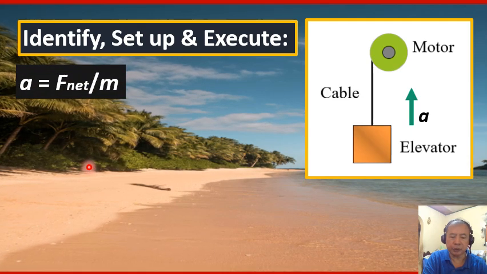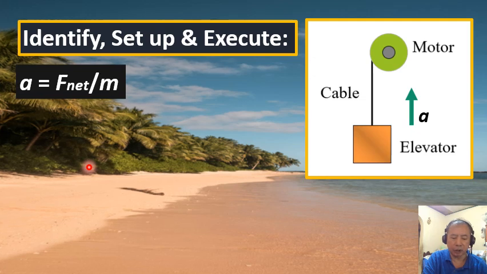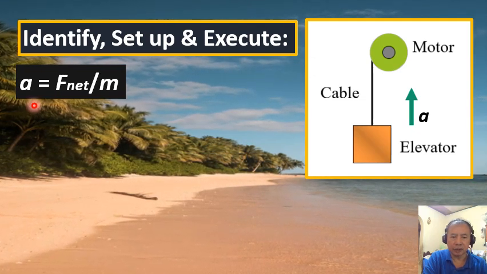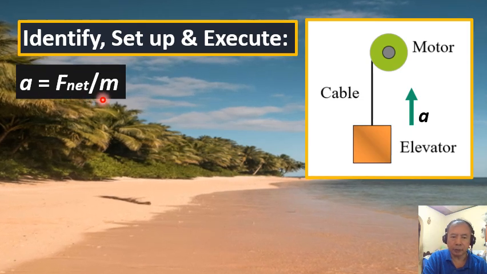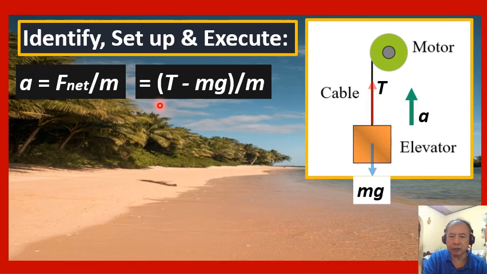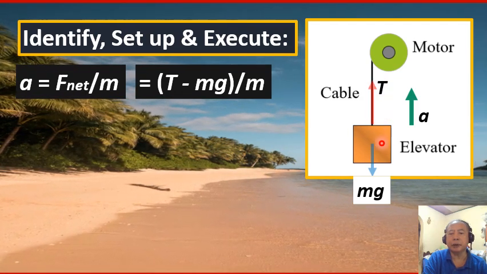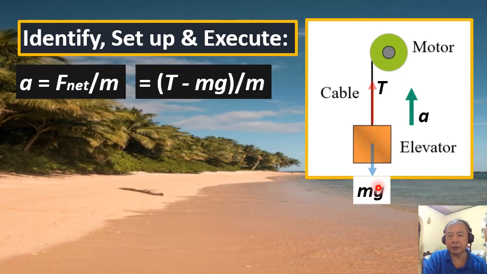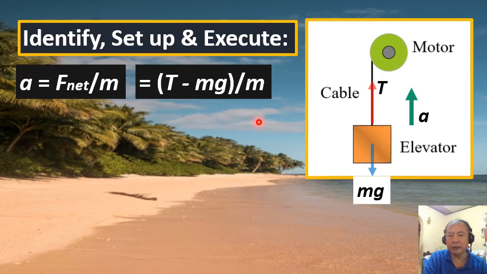To finally compute the required upward maximum acceleration of the elevator, we apply here the law of acceleration. Acceleration A equals F net divided by the mass m. That is, A equals the difference between the tension force, which is directed upward, and the gravitational force, or the weight of the elevator directed downward, and then divided by the mass of the elevator.